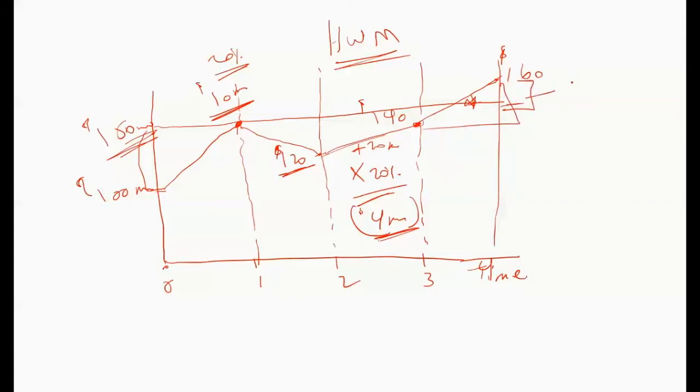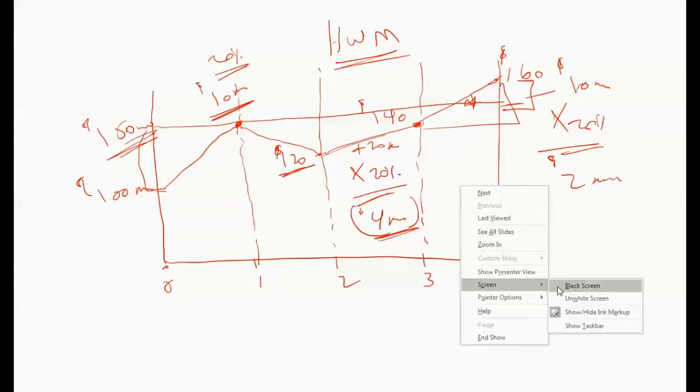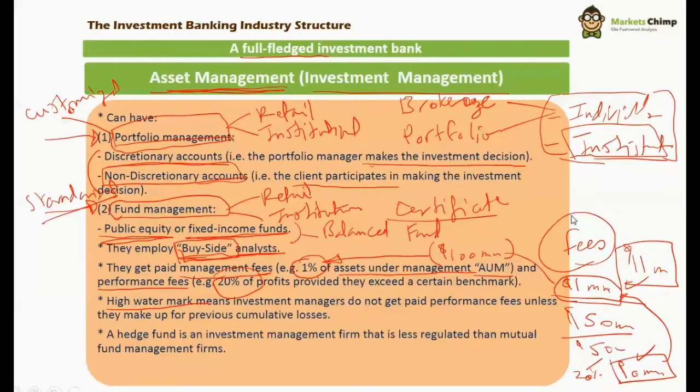Then you've created more money for the client, and you can now take 20% of that. So if it ends at $160 million, you take 20% of the 10, so you take $2 million out of the extra $10 million above $150 million. This ensures there is no conflict of interest, and there's total alignment between the client's interest and the asset manager's interest as well.